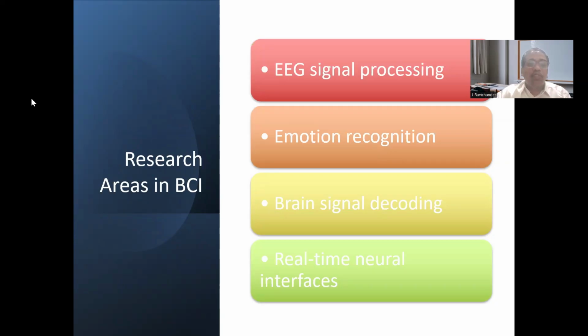Now, coming to research areas in BCI: EEG signal processing, emotion recognition, brain signal processing, brain signal decoding, and real-time neural interfaces.